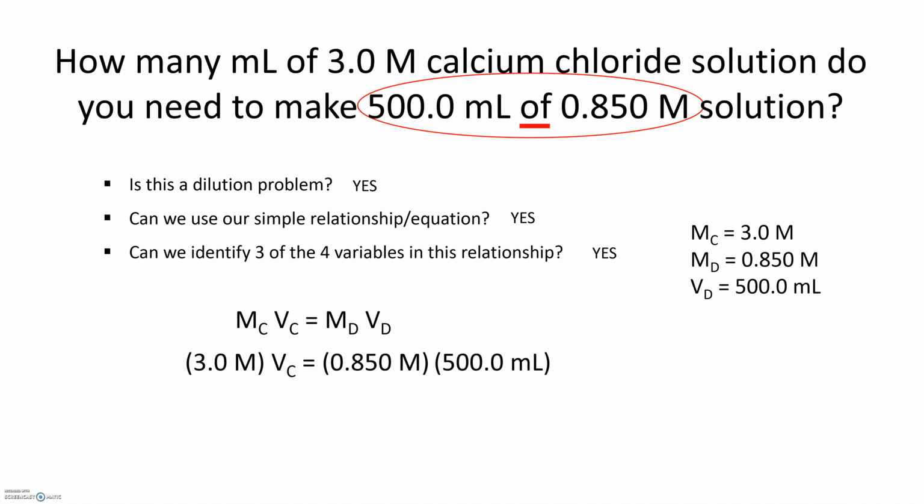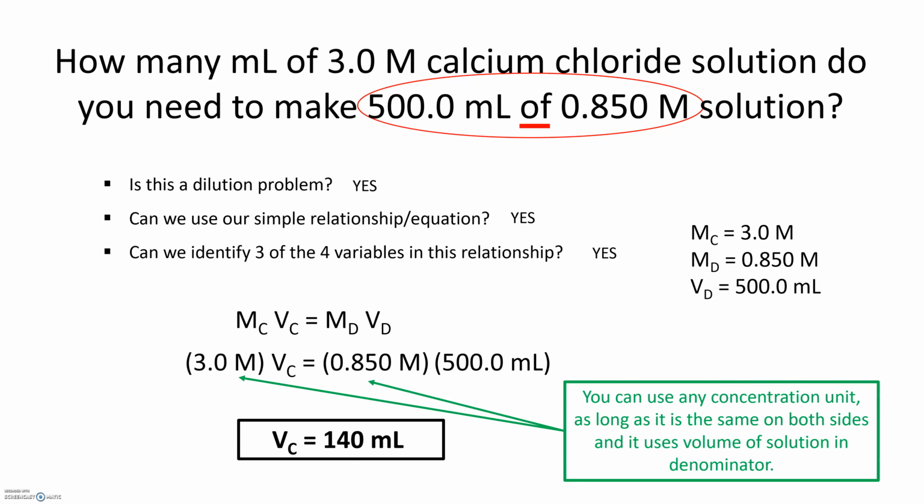We'll substitute in the values that we identified in our problem, solve for the algebra, and get that our concentrated volume is 140 milliliters. So to answer the question in words, if we took 140 milliliters of 3.0 molar calcium chloride solution and diluted it, added enough solvent to make 500 milliliters, our new concentration would be that diluted concentration we were aiming for, 0.850 moles per liter.